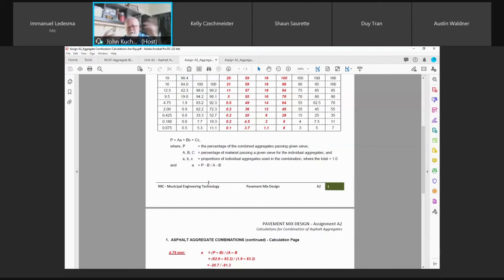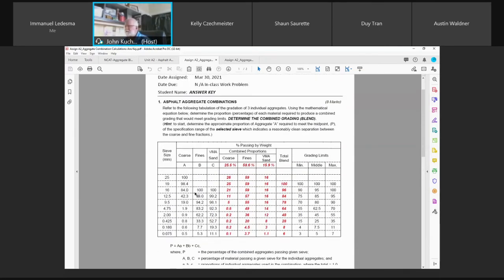We know in concrete we want 60-40. Here we may want 40-60. So we know that it's the 4.75. Sometimes it can be the 2. Okay, so what do we want to do? Let's look at the instructions here.